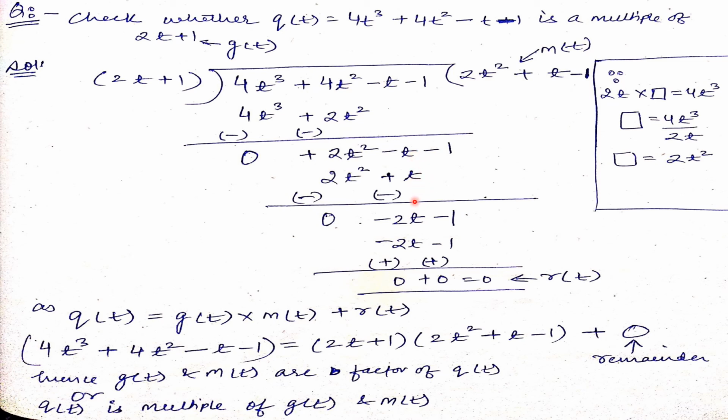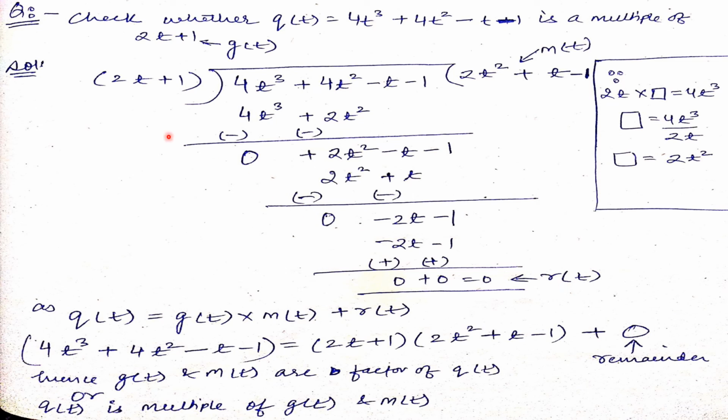Minus t is minus 2t and minus 1. Now what should I multiply in 2t to get minus 2t? Very simple. Minus 1. So 2t into minus 1 is minus 2t and 1 into minus 1 is minus 1. Again change the signs. It was negative, it becomes positive. It was negative, it becomes positive. This cancelled, this cancelled. We have got 0 plus 0 equal to 0. So we have got remainder as 0.